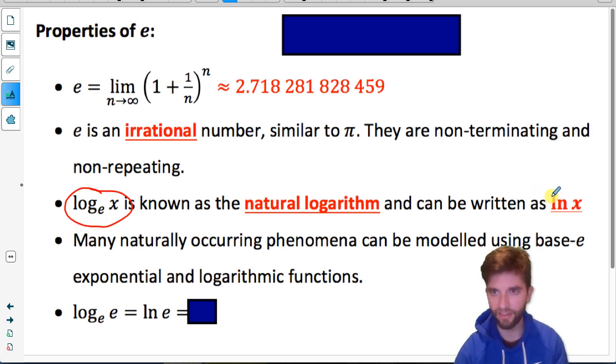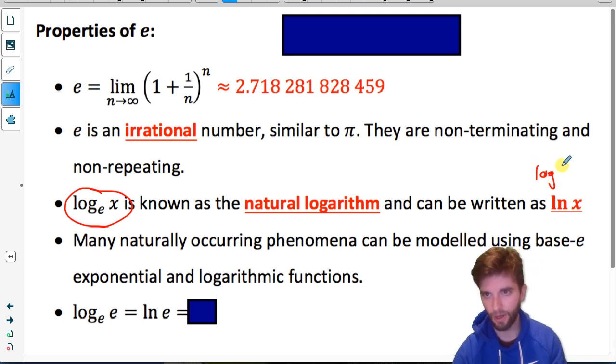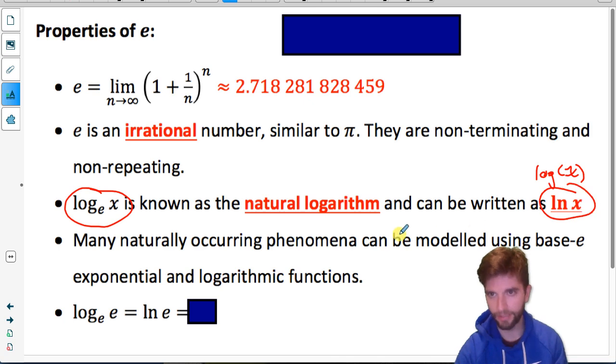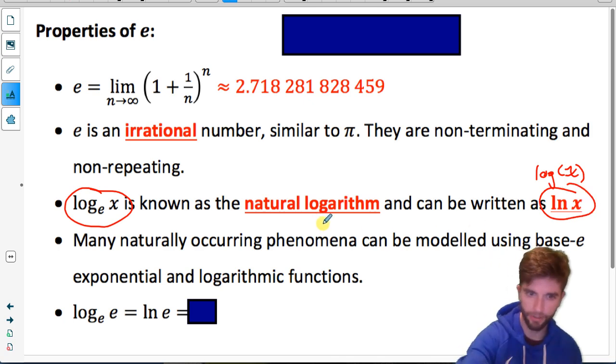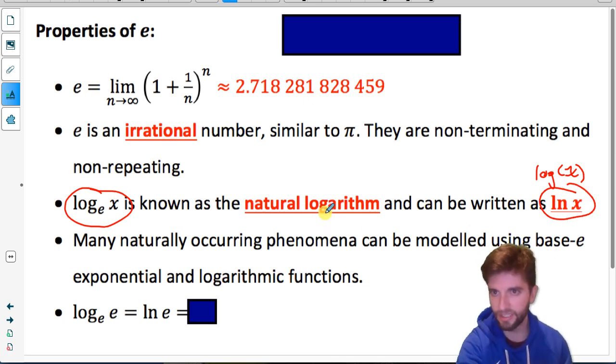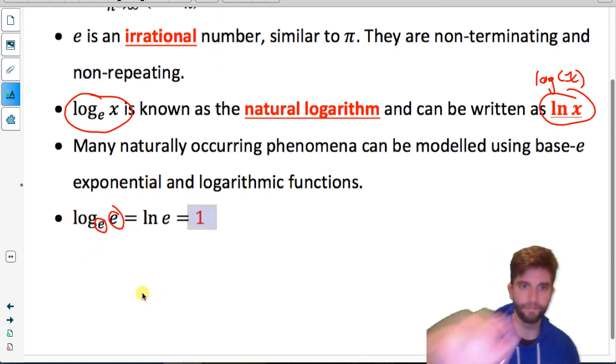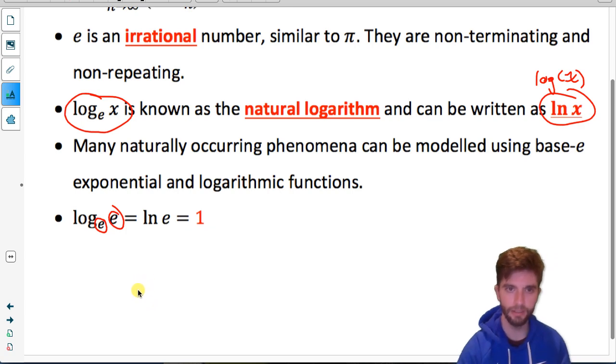So ln is a logarithm with base e. Just like if you saw log of x, if you didn't see a base there, you would know it was 10. Well, same thing here. This is a logarithm. It's the natural logarithm, which has a base. Its base is just e. So if we were to evaluate, let's say, ln e, well, ln e is log base e of e. So what exponent goes on e to get e? The answer is 1. So ln of e is 1.